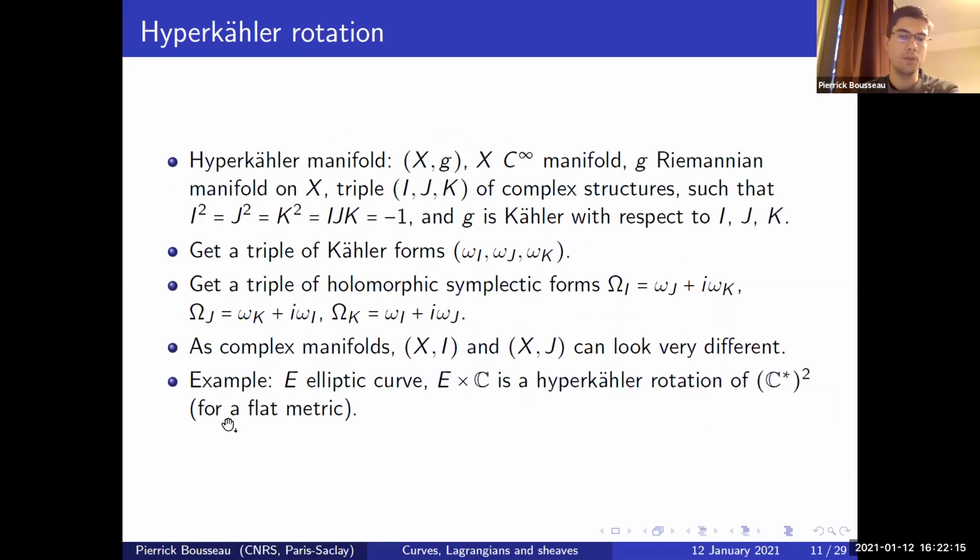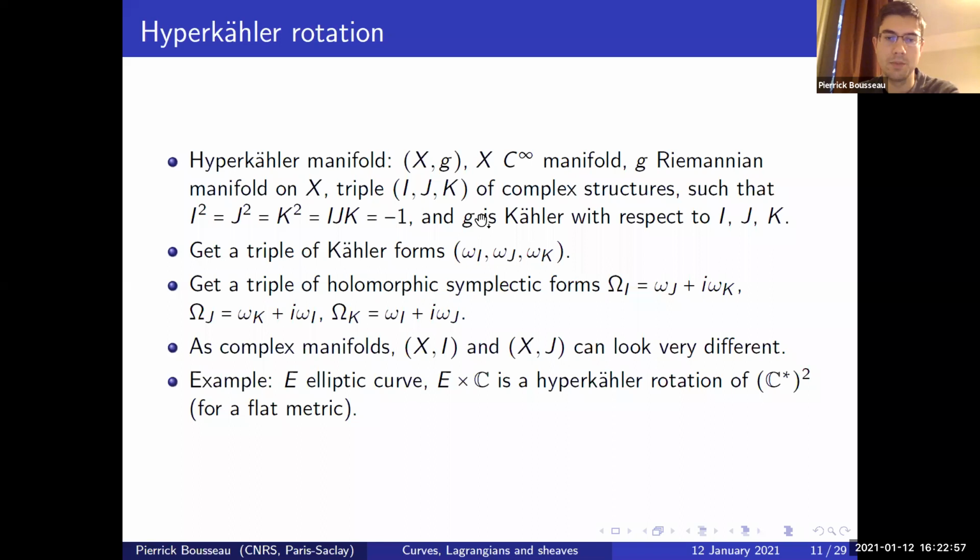So now there will be a much deeper fact relating U and V, which is that in fact they're related by hyperkähler rotation. So I remind you that the hyperkähler manifold from the, let's say, Riemannian geometry point of view is given by X, a C-infinity manifold, g, a Riemannian metric on X, and a triple I, J, K of complex structures on X, which form a quaternionic triple. So these are complex structures: I squared, J squared, K squared is -1. But furthermore, they satisfy quaternionic relations. So K equals IJ is minus JI, and so on.